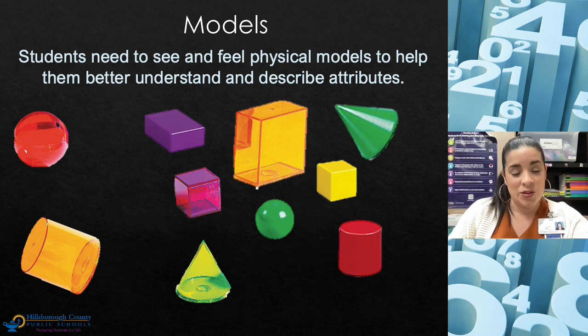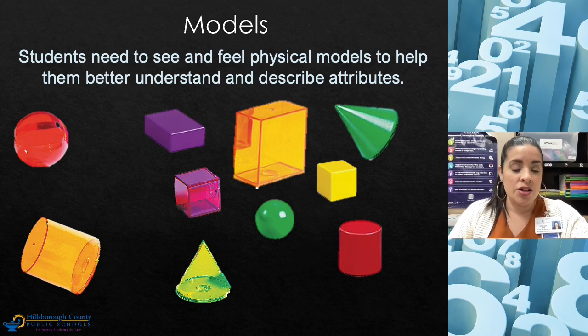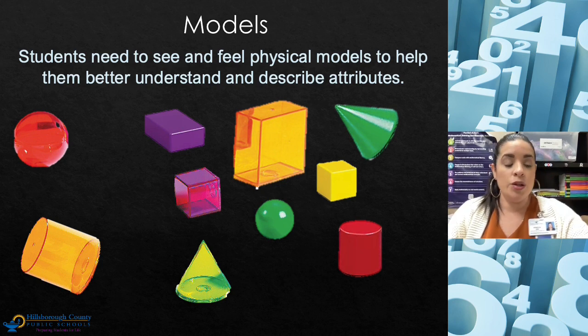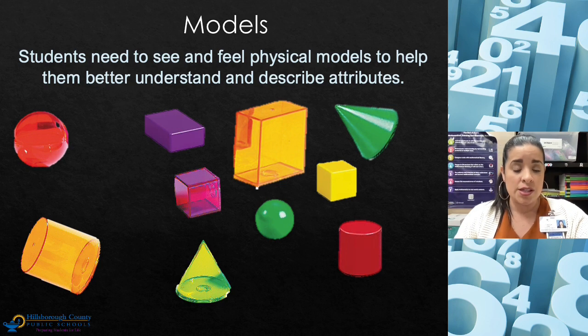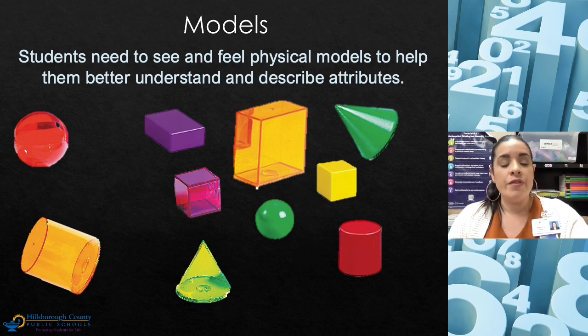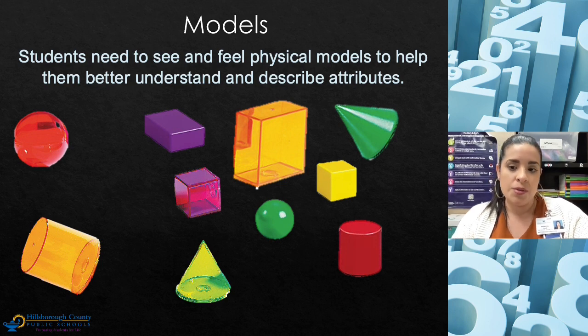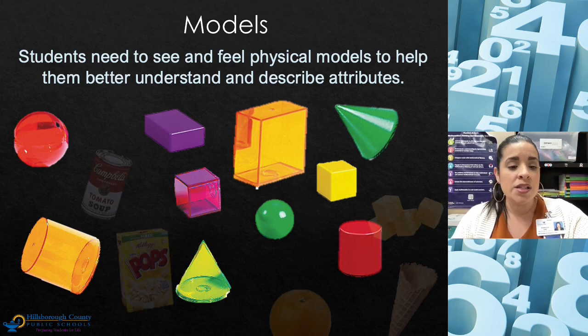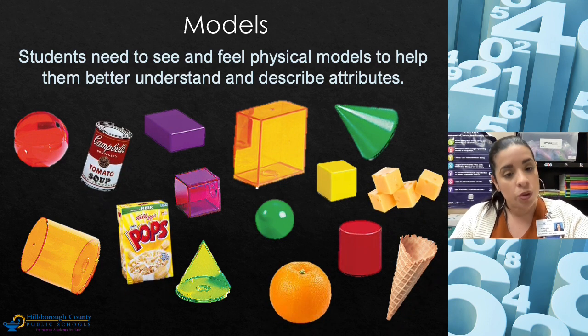So what type of models should students be seeing? Lots and lots of concrete models. Like I mentioned, this year students are learning about rectangular prisms, so you want to have conversations where they feel and touch and describe the attributes of rectangular prisms versus cubes, since they are so similar. And not only do we want them to touch these 3D shapes, but we also want to introduce some real-world examples of these 3D shapes.